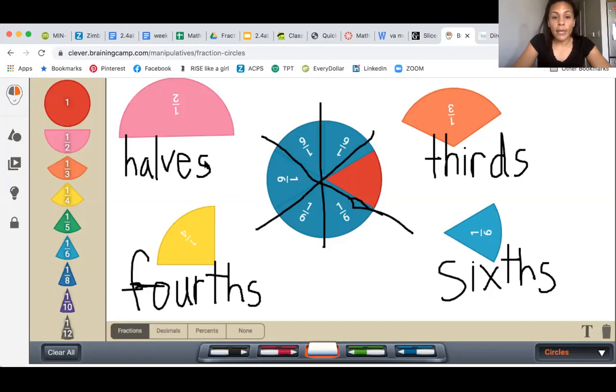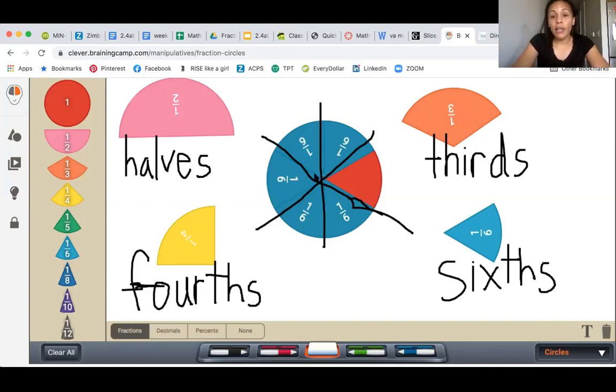Okay? All right. So the number of parts that I have gives me its name. So when I had 2 equal parts, those 2 parts were called halves. When I had 3 equal parts, those 3 parts were called thirds. When I had 4 equal parts, those 4 parts were called fourths. And when I had 6 equal parts, those 6 parts were called sixths.